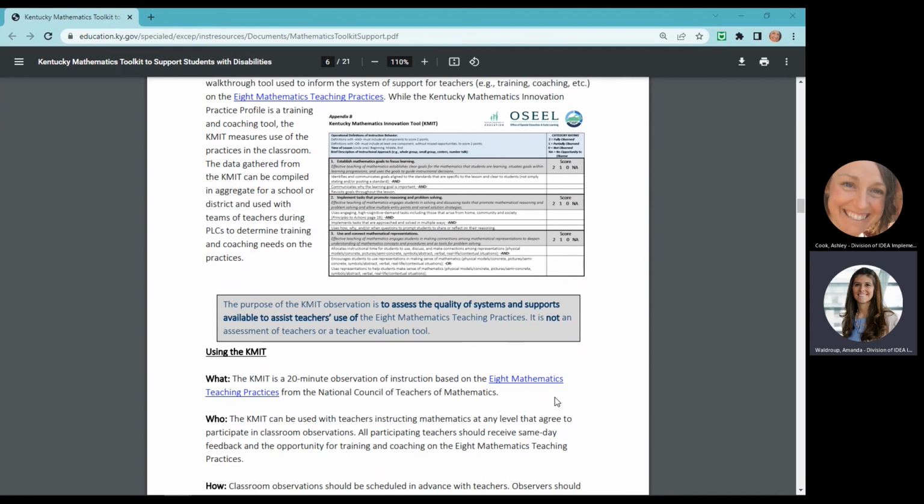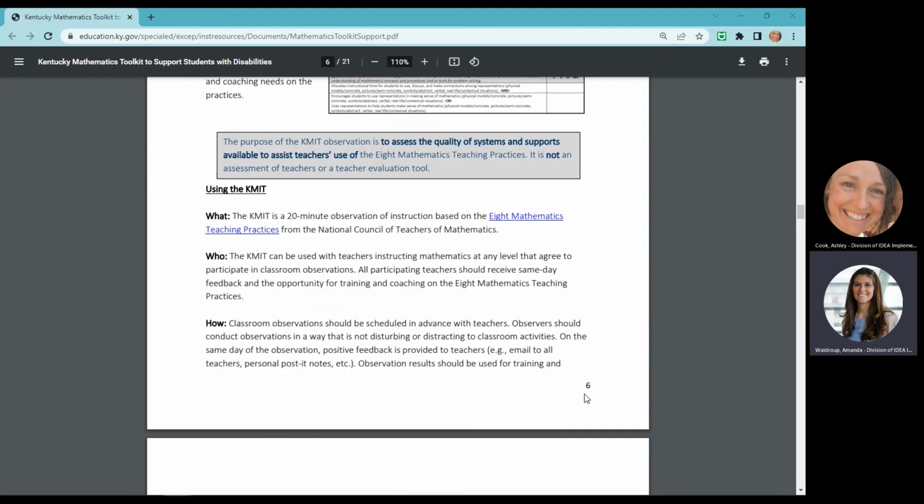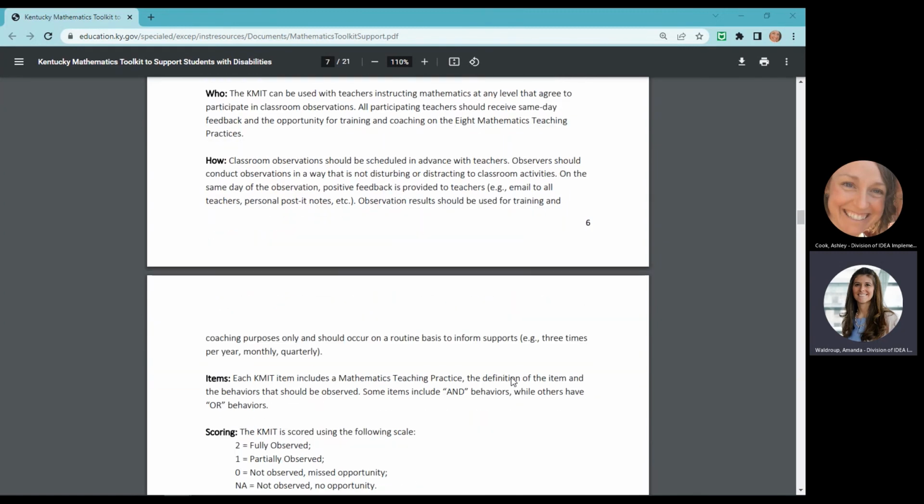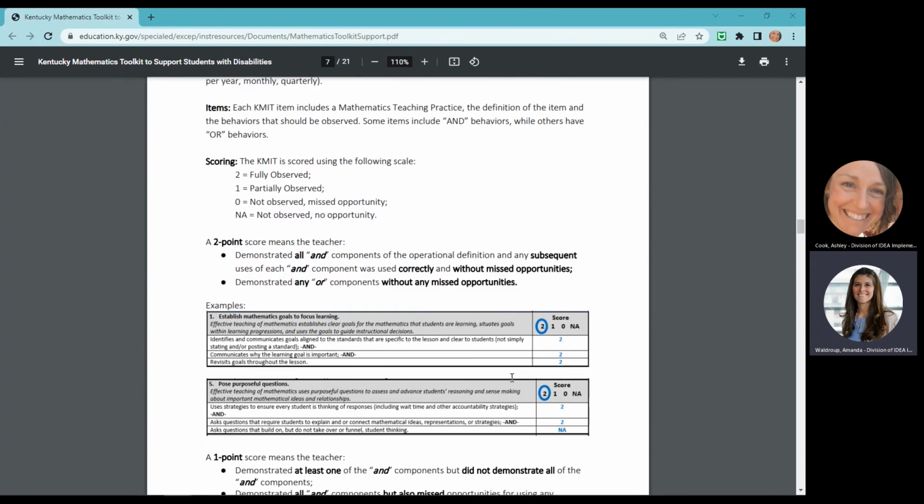It can be used as a walkthrough instrument, and it can be conducted any time during a lesson. And one thing with the KMIT, you can see there's some additional information in terms of how to use it and how it breaks it down, so the what, who, and how in terms of the use of it. There's also some information within the KMIT in terms of how to score the items. So you can see the scoring there.